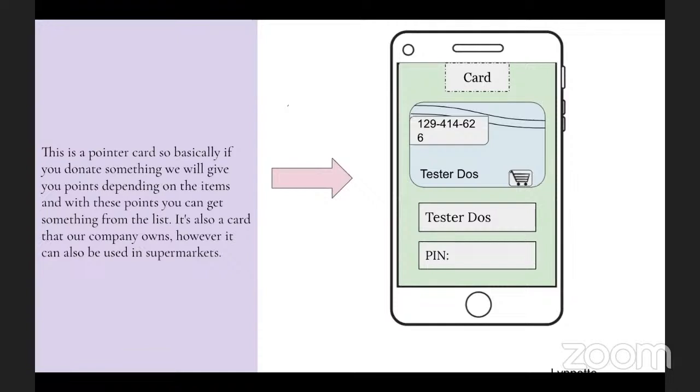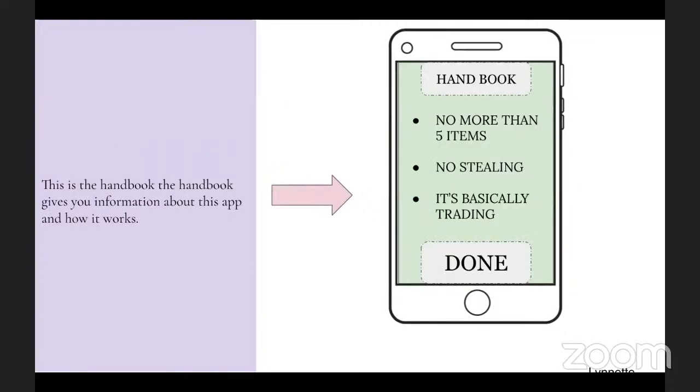So basically, if you donate something, we will give you points depending on the items. And with these points, you can get something from the list. It's also a card that our company owns. However, it can also be used in supermarkets. This is the handbook. The handbook gives you information about this app and how it works. No more than 5 items, no stealing, and it's basically trading.